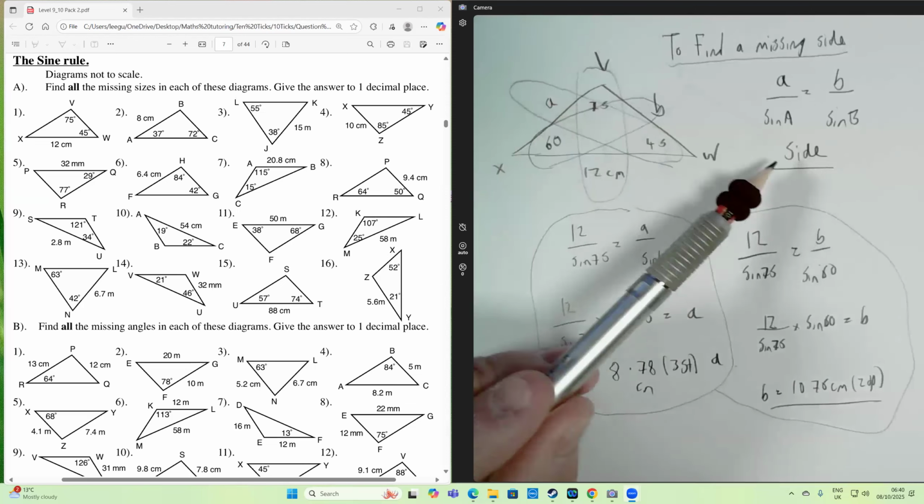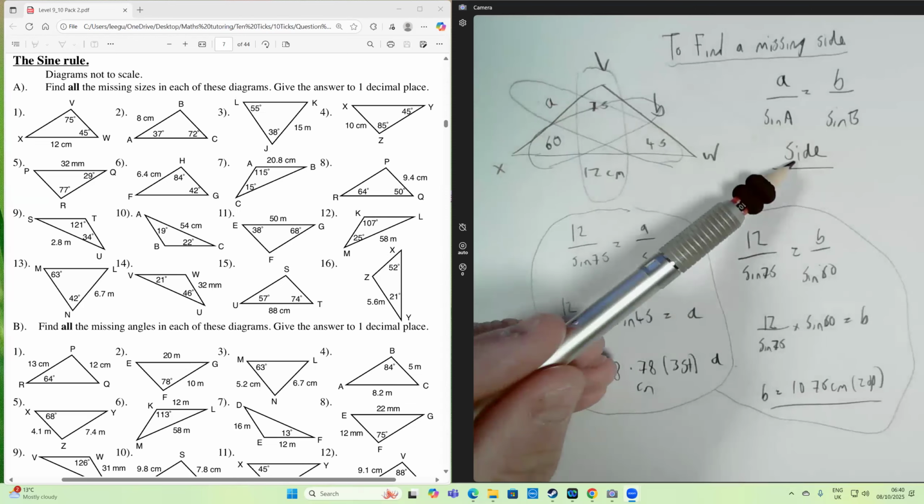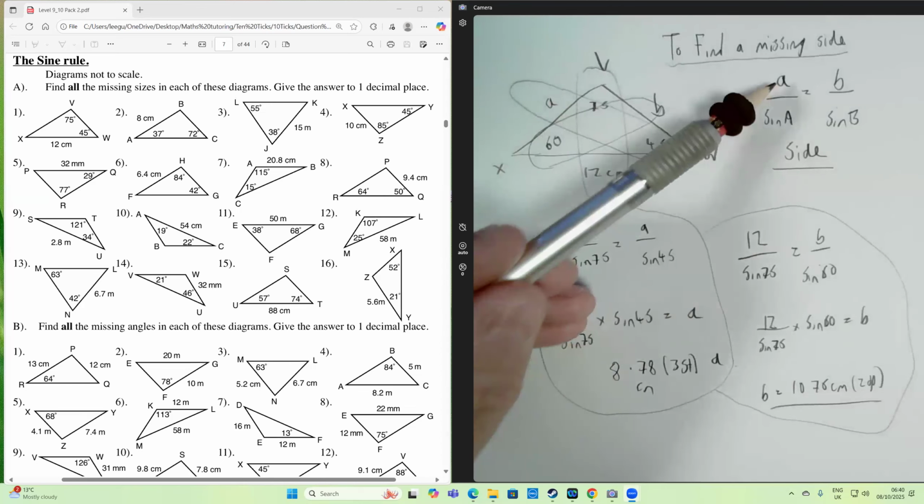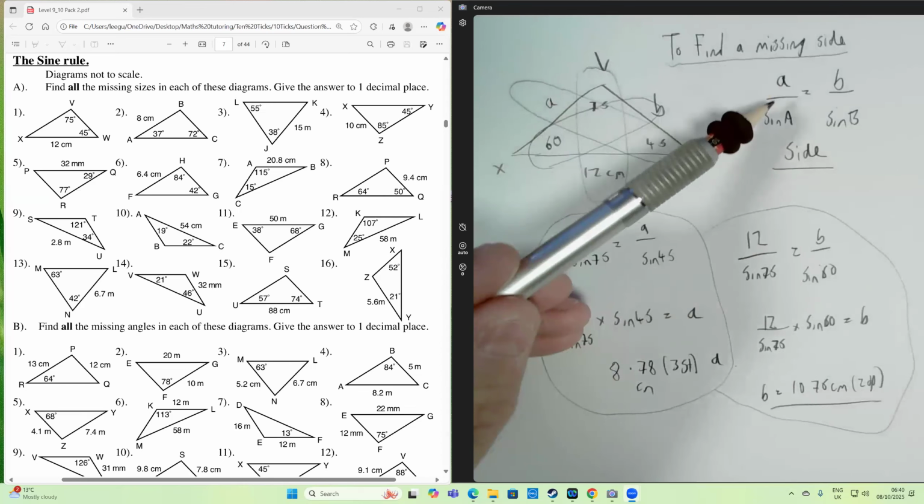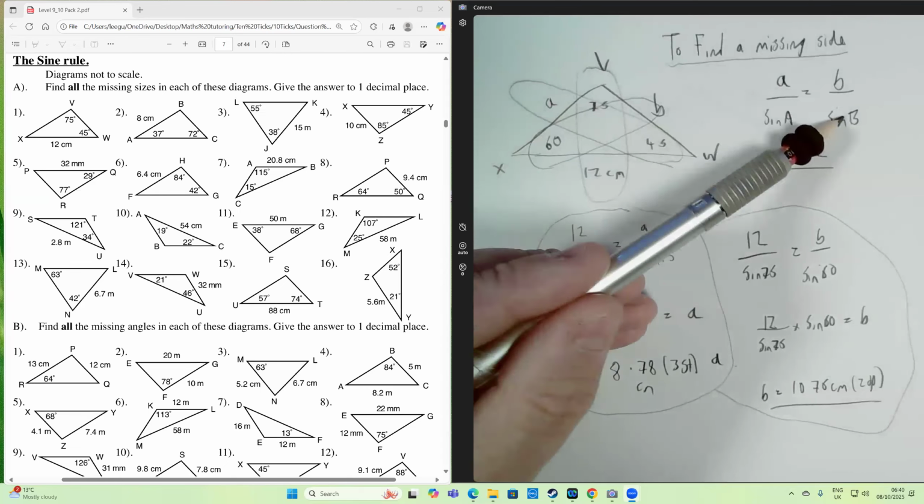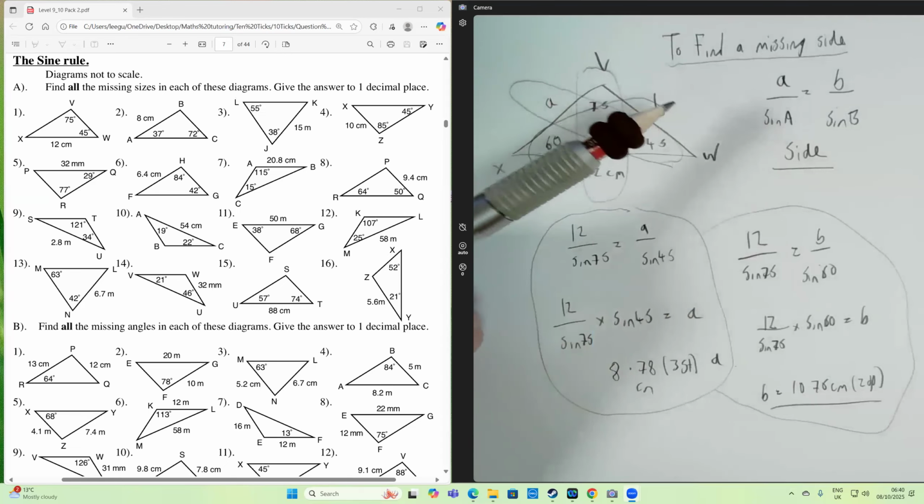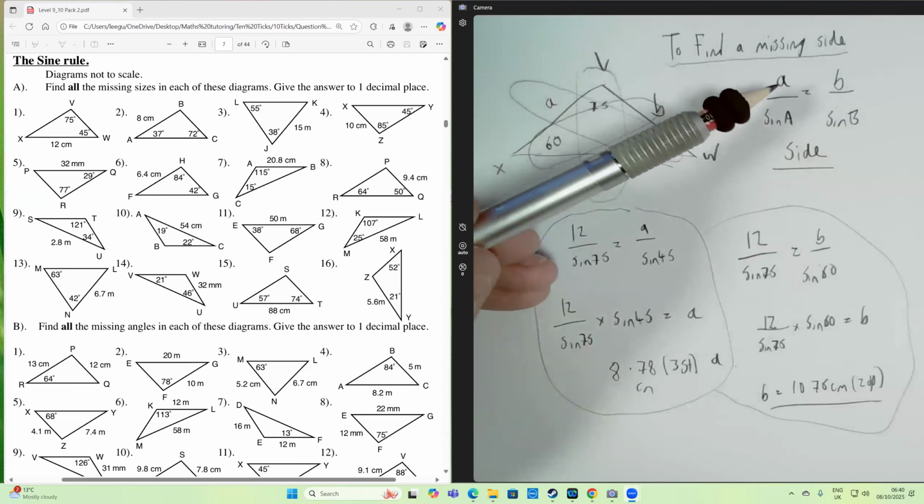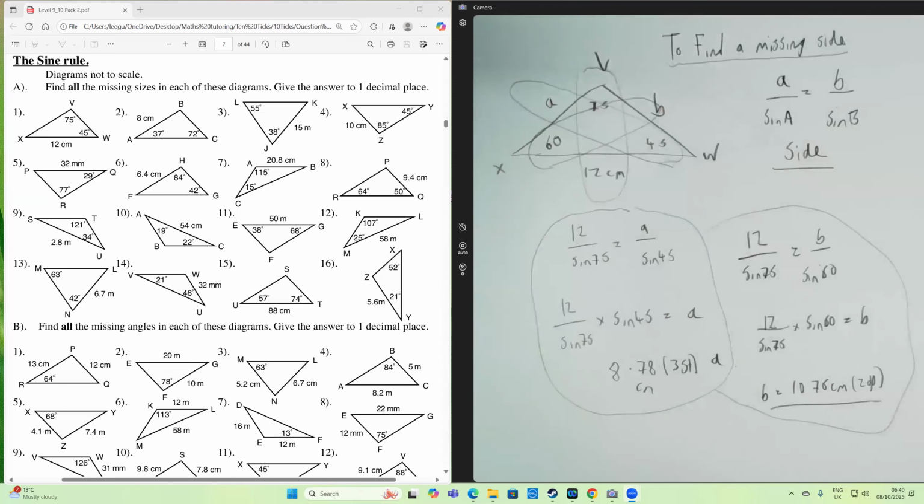Now, when we're trying to use the sine rule to find a missing side, we use this version of the sine rule where we put the side on top and the angle underneath, okay? So there's two different variants of the sine rule, and this is the first one where we have the side on top and the angle underneath. So let's have a look.